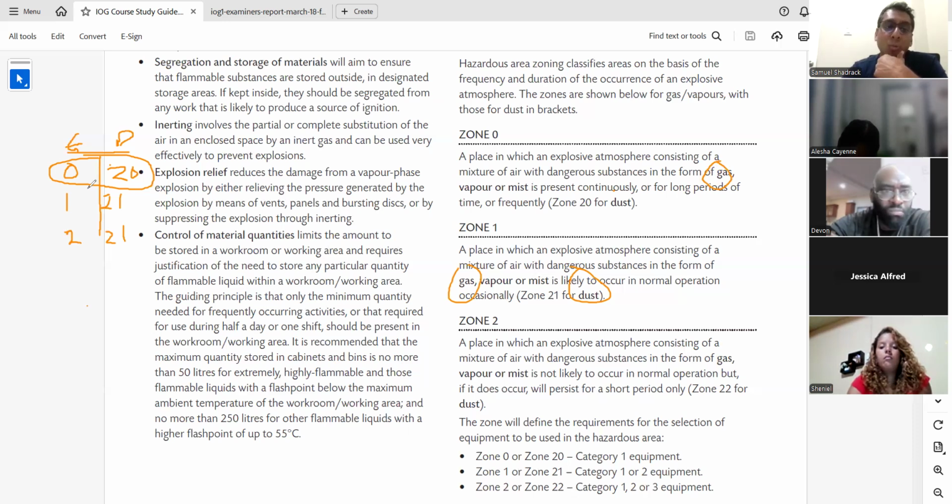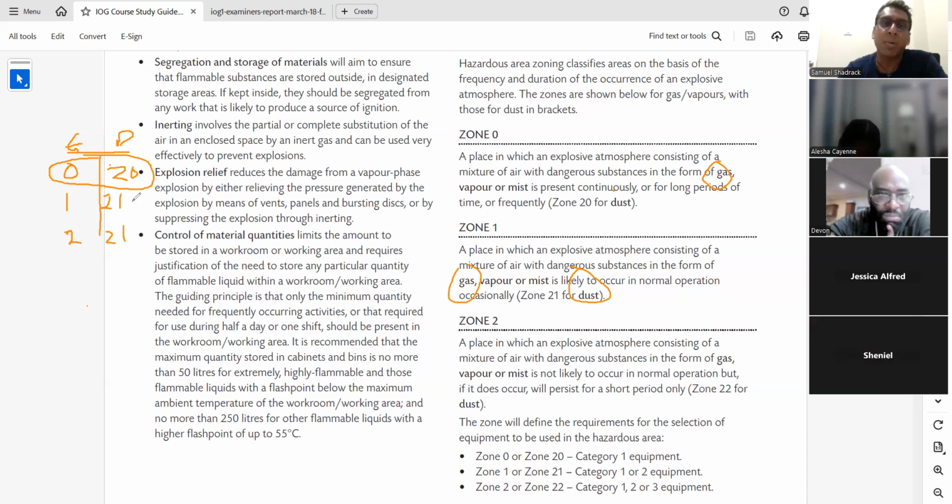If you're likely to be in it, then they say it's zone 1 if it's a gas, or zone 21 if it is a dust, right? So if you're likely to be in it, for example the pump attendant in the petrol station, the gasoline is in the pump, and the only way you're going to get it out is if you squeeze the nozzle. So the pump attendant is likely to be affected by the gas, so that's a zone 1.